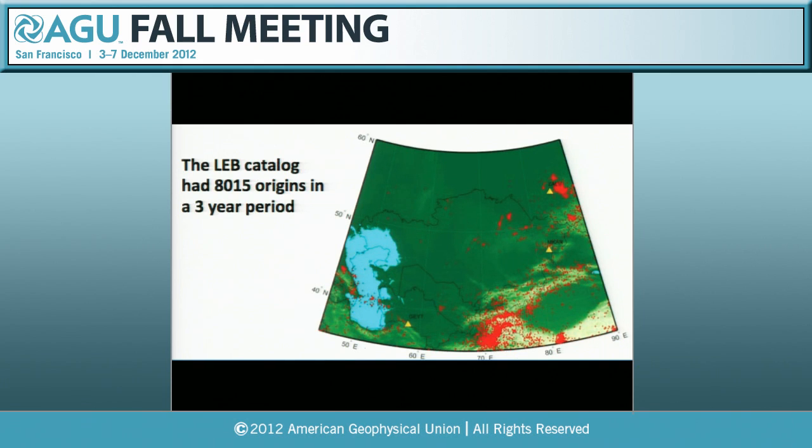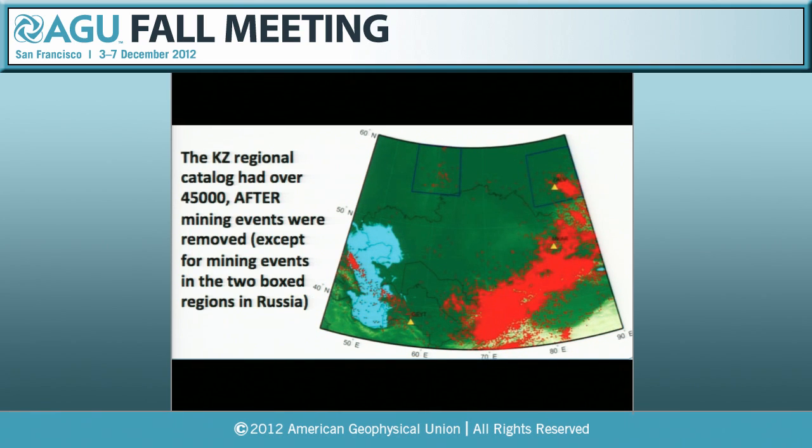Let's get into some details here. Looking at a 3-year period, 2006 to 2008, the late event bulletin of the CTBTO has over 8,000 origins in this place. In this particular project, we will be looking at signals at the Makanchi array, noting also that the Kazakhstan regional catalog has over 45,000 mostly earthquake events, but this regional catalog does include a lot of mine blasting in these two boxes in Russia.